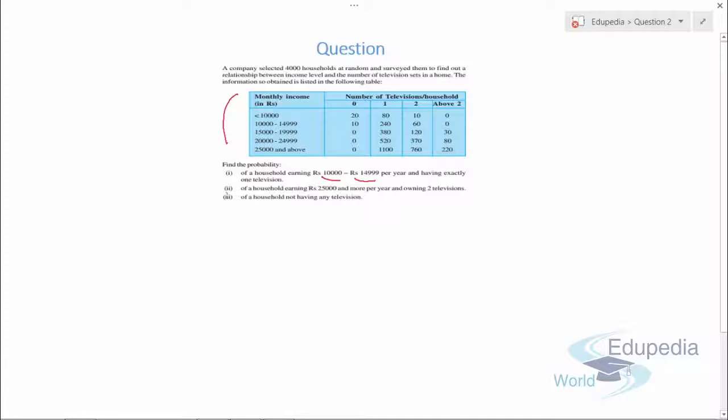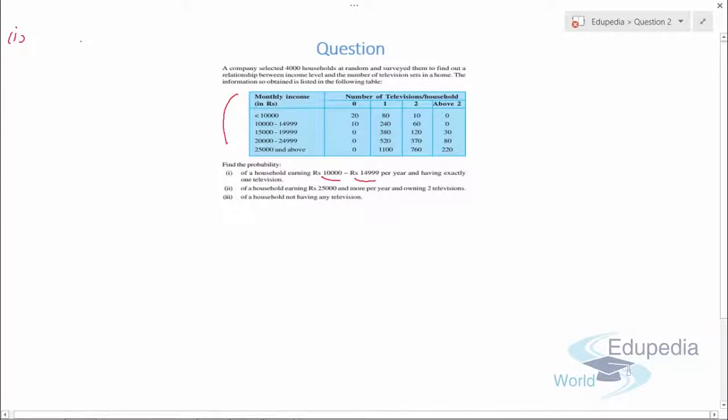The second part says that of a household earning 25,000 rupees and more per year and owning only 2 televisions, right? And the last part says that of a household not having any television, right? So let's see how we can solve this question.